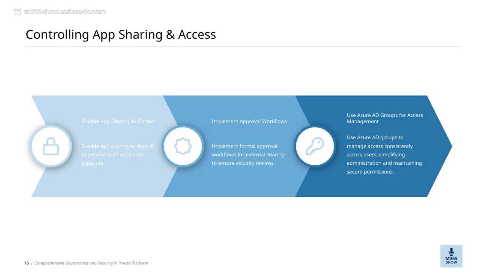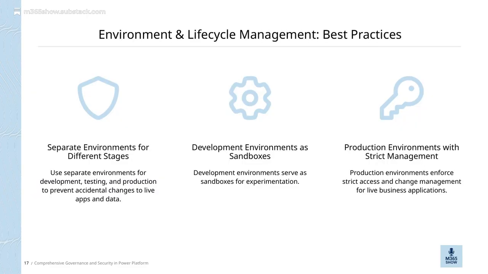Let's take a look at how we manage environments within the Power Platform. In production environments, we enforce very strict access controls and change management processes. This is crucial because these environments host our live business applications, and we need to ensure stability and security at all times. On the other hand, development environments act as safe spaces or sandboxes where our teams can experiment freely. These are ideal for testing new ideas without risking the integrity of our live systems.